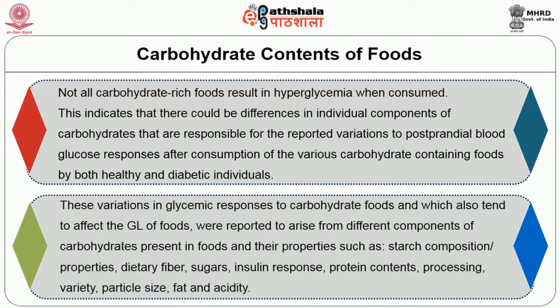These variations in glycemic response to carbohydrate foods, which also tend to affect the glycemic load of foods, were reported to arise from different components of carbohydrates present in foods and their properties, such as starch composition, dietary fiber, sugars, insulin response, protein content, processing, variety, particle size, fat and acidity.